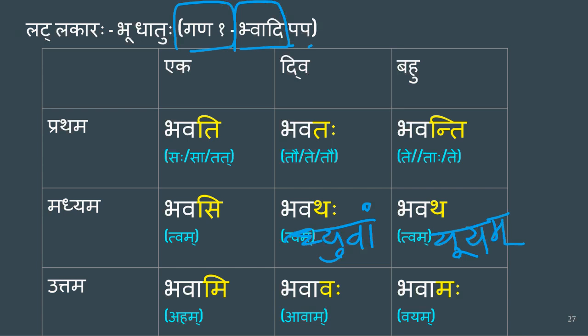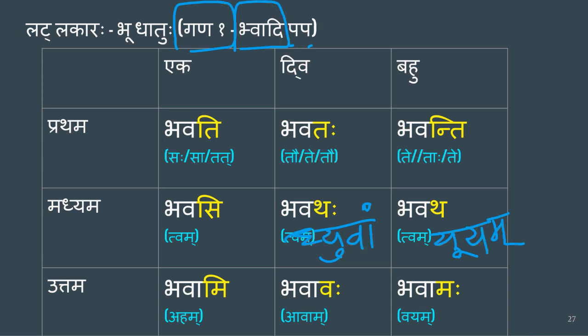Bhavati, Bhavataha, Bhavanti, yes. Okay, agree? Bhavasi, Bhavathaha, Bhavatha. Bhavami, Bhavavaha, Bhavamaha. So somebody was trying to say Bhavati, Bhavataha, Bhavanti. In what case can we use that? Prathama.